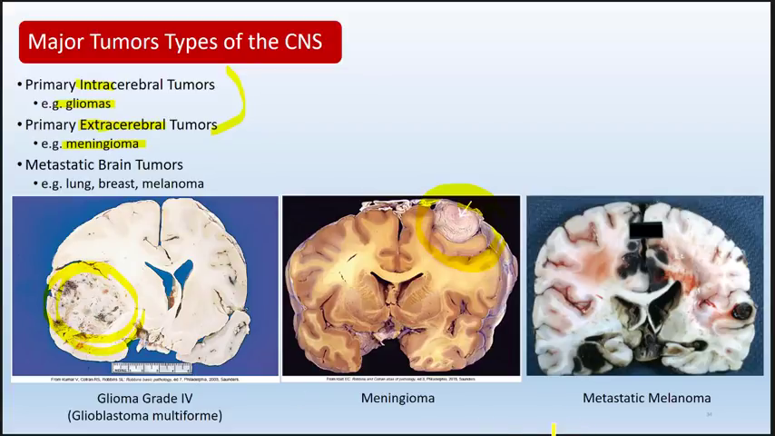And then finally, metastatic brain tumors. So for example, lung, breast, or in this case, melanoma, so someone that had skin cancer that spread to the brain. Quite a scary thought. Because remember, when we talk about metastatic brain tumor, we're talking about cancer that was present elsewhere in the body that has spread to the brain. And the lung is a very common, lung cancer can spread to the brain.